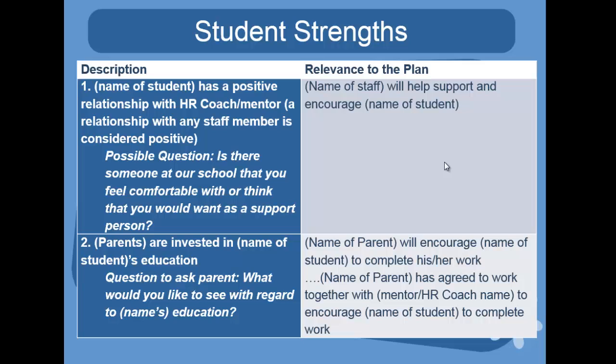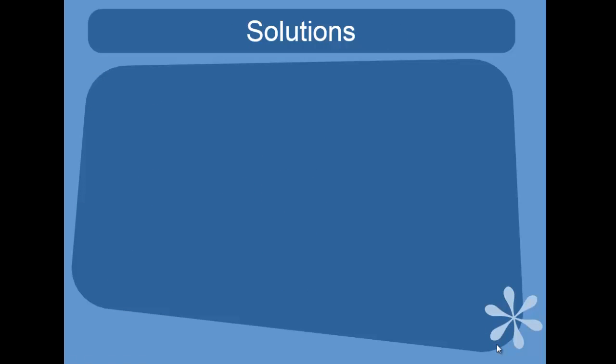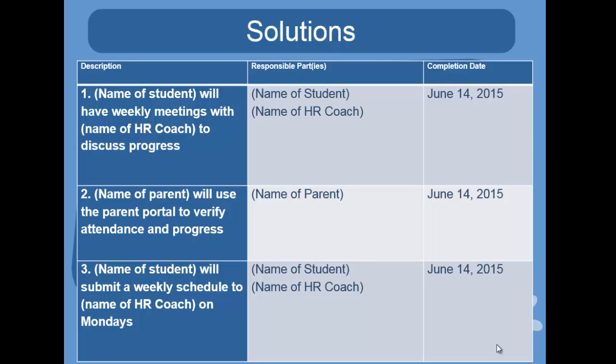Let's say the parent's name is Martha. Martha will encourage Johnny Appleseed to complete his or her work. Or Martha has agreed to work together with the mentor or the coach to encourage the student to complete work. And then we have solutions. So Johnny Appleseed will have weekly meetings with Mrs. Smith in order to discuss progress. Well, who's responsible? That would be the student and Mrs. Smith. And the completion date, I usually use the end of the year unless it's something that I'm focusing on that I'd like to have them do sooner.